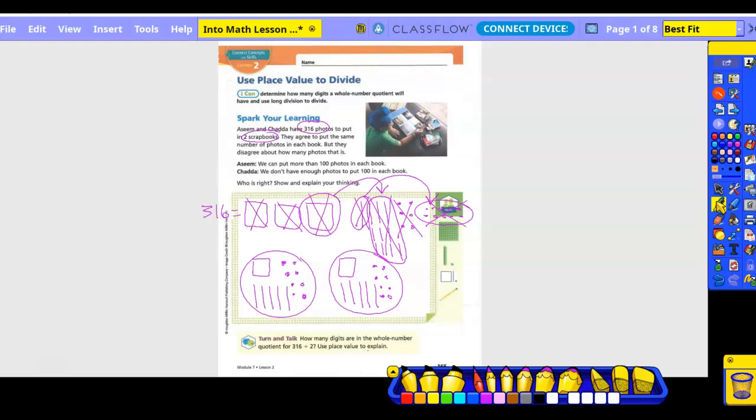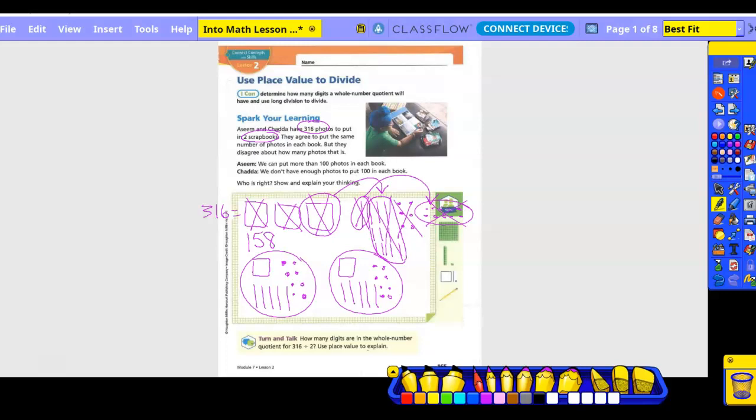How many do we have in each? You have 100. 1 flat or 100. How many longs or tens? 5 longs or tens. And how many small cubes or ones do we have? 8. We have 4 and 4, which equals 8.